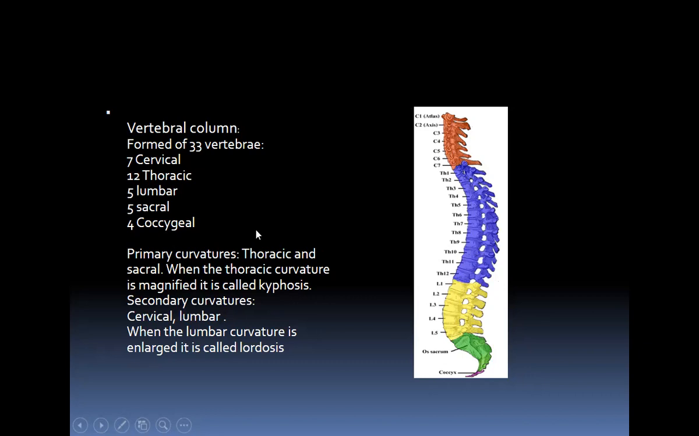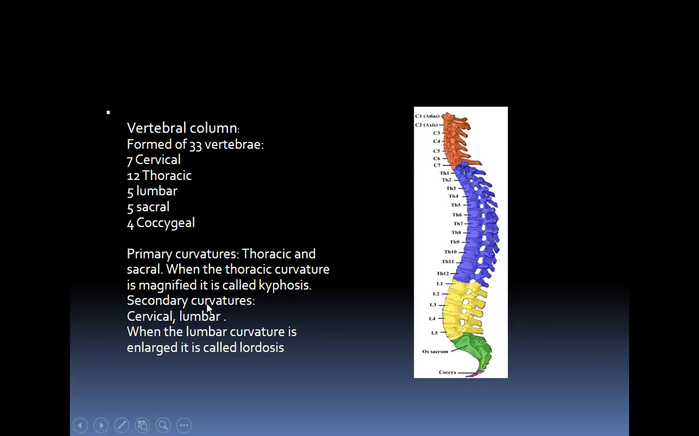When the thoracic curvature is magnified, it is called kyphosis. When the thoracic vertebrae show more curvature like this, as you have seen in some old people who are bent in the front, the thoracic curvature is magnified. The condition is called kyphosis. If the person is bent too much in the front, it is called kyphosis.